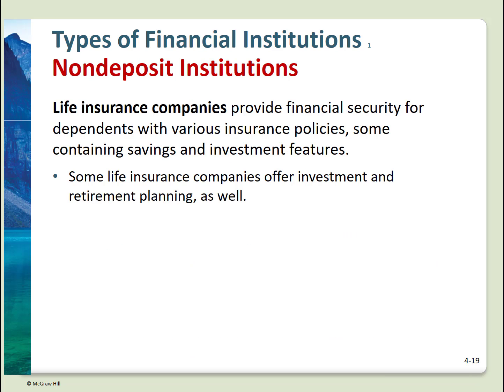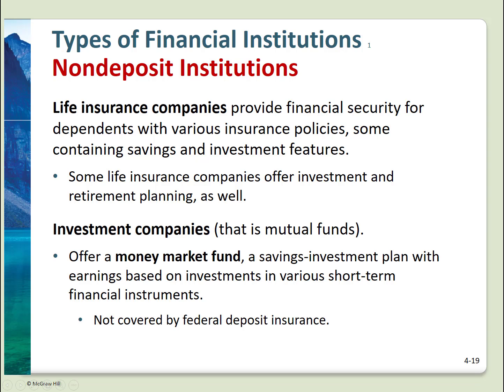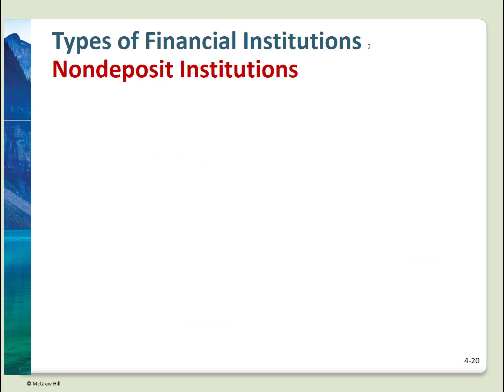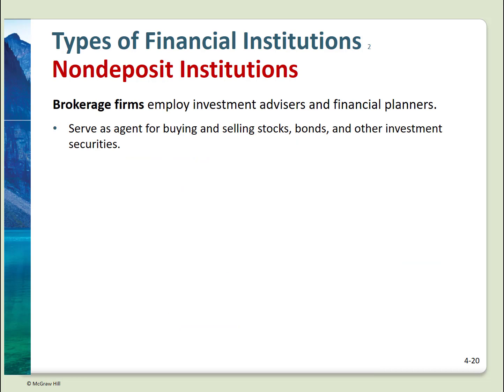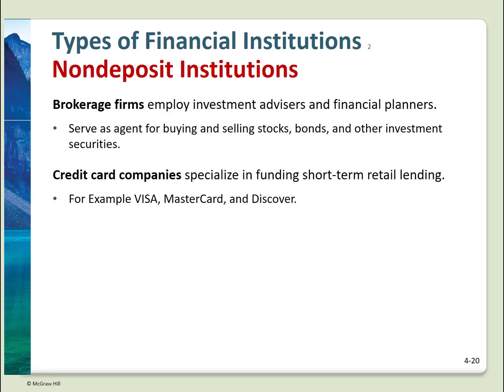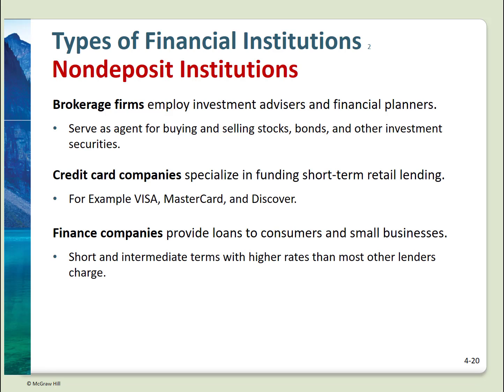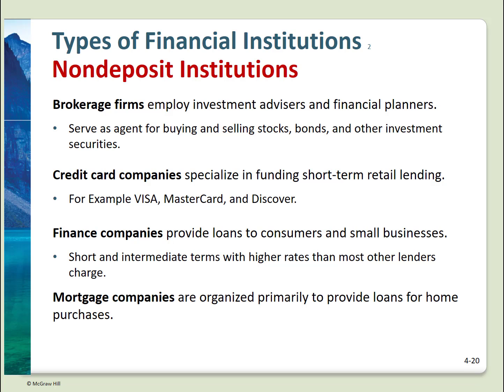The term financial institutions also includes non-depository firms, like life insurance companies. Some also offer savings and investment programs as well as financial planning services. Investment companies offer mutual funds and money market funds, but they're not covered by FDIC. Brokerage firms also act as non-depository institutions. Credit card companies do offer short-term loans. Finance companies, high-rate short and medium-term loans. Mortgage companies offer home mortgages.